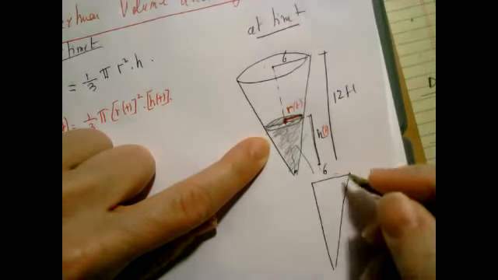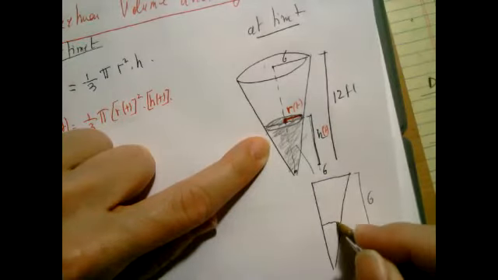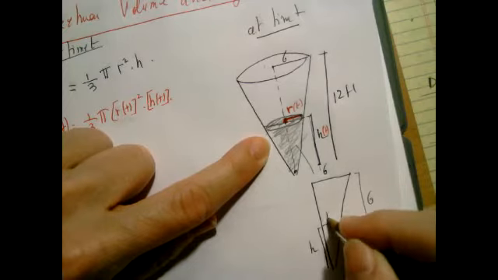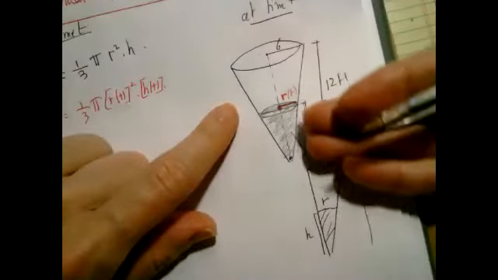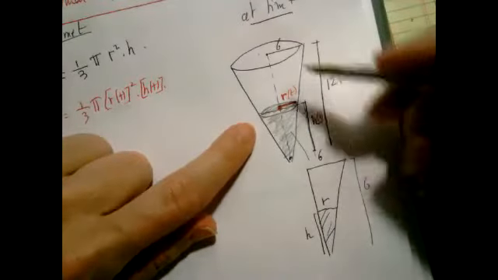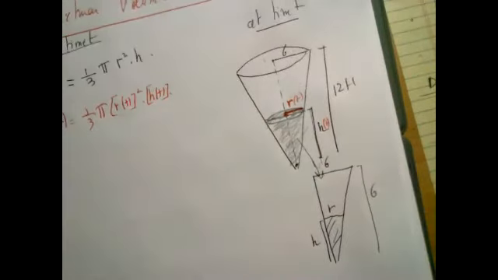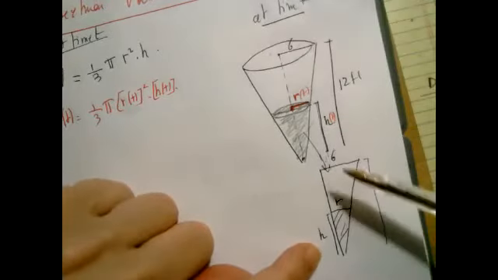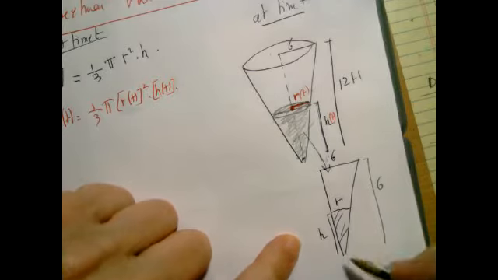Okay, this is the 6. It's 6 feet. At time t, this is h, and this is r. Okay, so you take a vertical cross section right inside the middle. You have this triangle, and I'm going to reproduce it right here. The reason I'm going to do it here is because I want to find a relationship between the radius and the height. Okay, so we're going to use the idea of similar triangles.